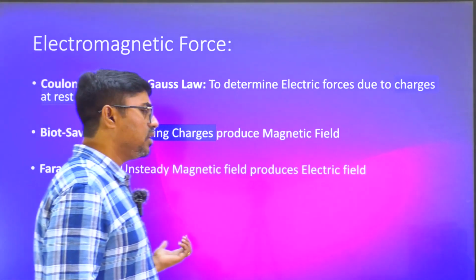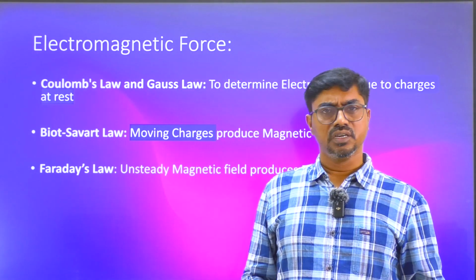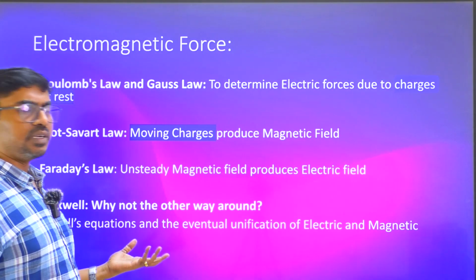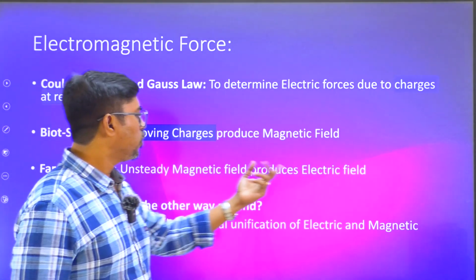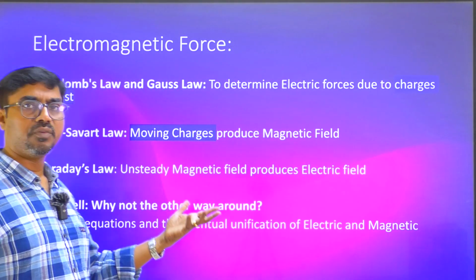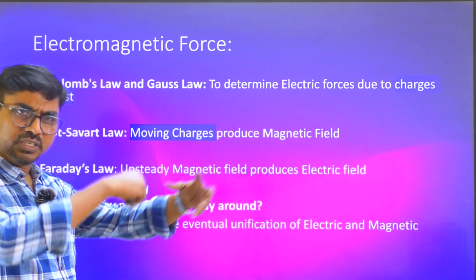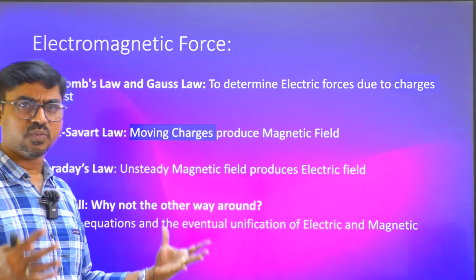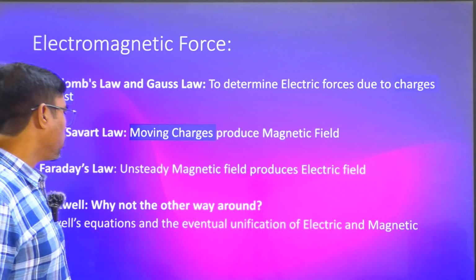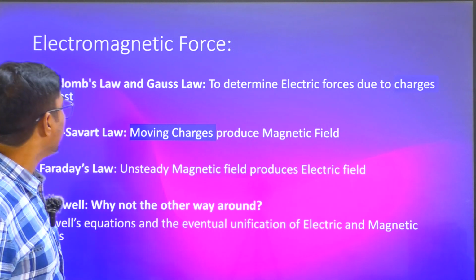Then comes Faraday's law. Whenever a magnetic field changes with time, you see that an electric field is created. And then comes Maxwell. He questions a very important statement: if an unsteady magnetic field can produce an electric field, why can't the other way around be possible? Why can't you have an unsteady electric field producing a magnetic field? With that idea, he collated all the electromagnetic equations, 20 equations, clubbed them together, and formulated a new theory called electromagnetic wave theory. So that is a very important, groundbreaking theory that we have here.